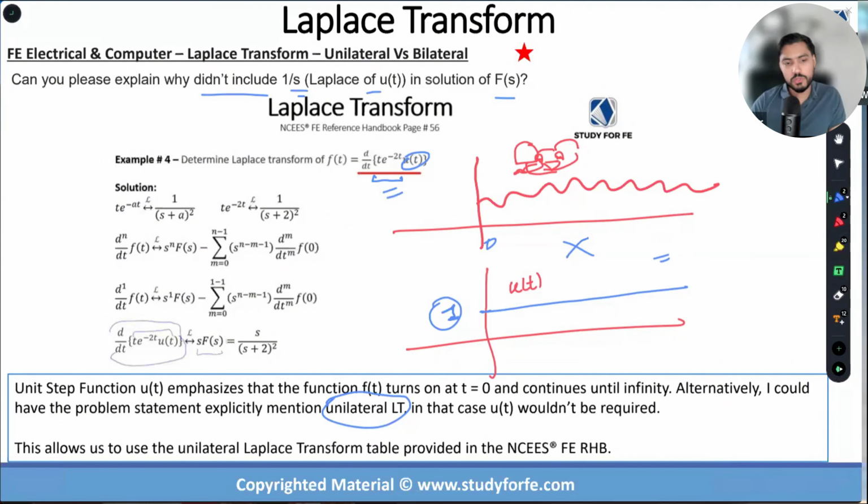So my response to the student was that the unit step function u of t emphasizes that the function f of t will turn on at t equal to 0 and continue until infinity. Alternatively, I could have just included the function and said that it only exists as unilateral, so u of t would not be required. This allows us to use the unilateral Laplace transform that is provided. I included this because I received questions from multiple students about this. Make sense?